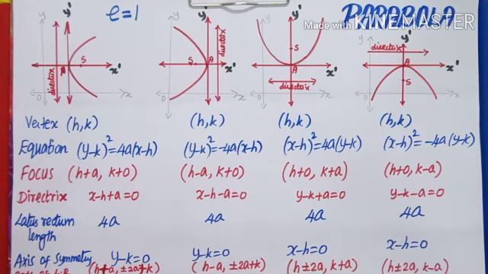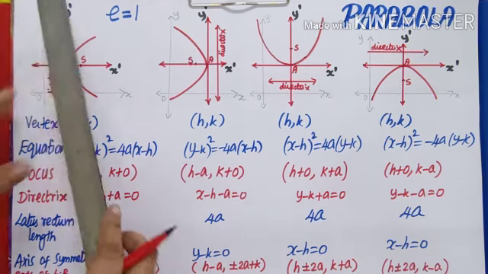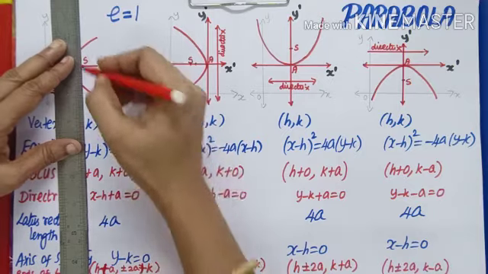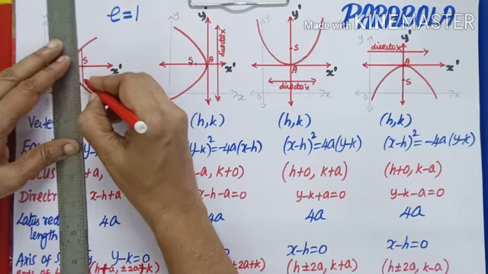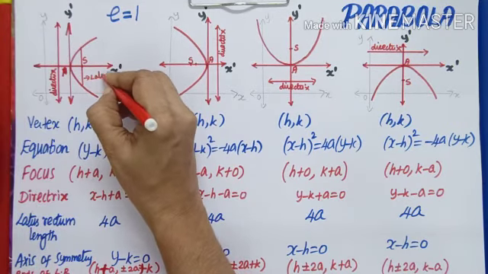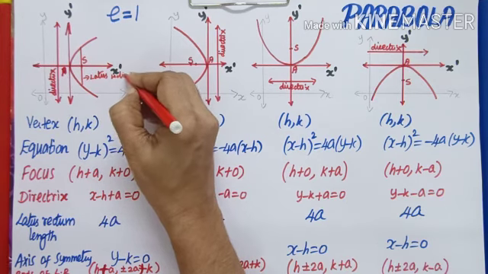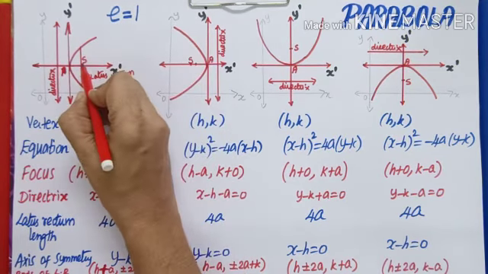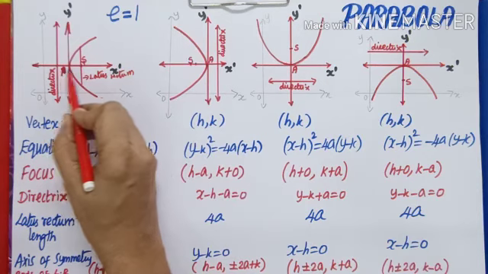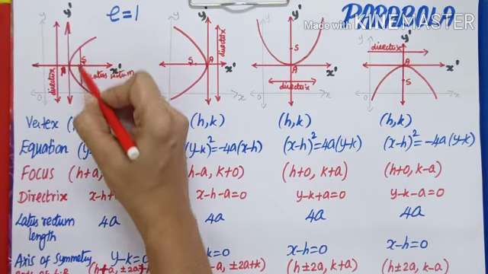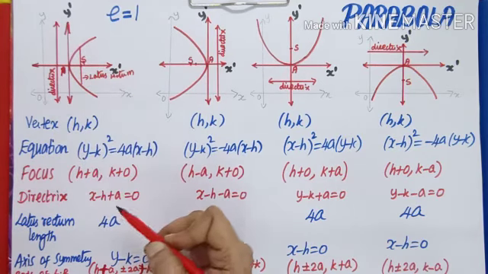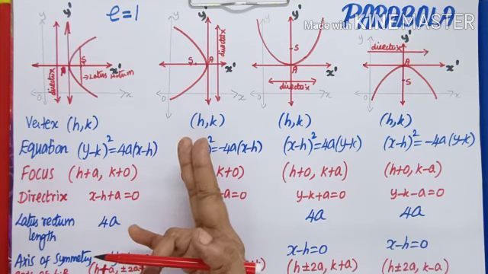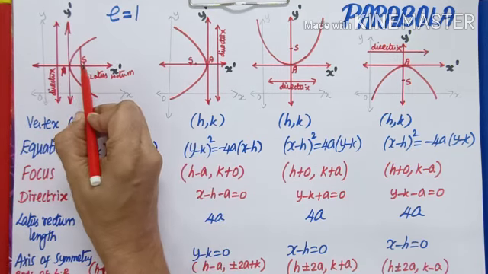Now latus rectum. Latus rectum is a chord passing through the focus. So this only we call latus rectum. Latus rectum is perpendicular to the axis and it is a chord passing through the focus. So two ideas for latus rectum. It is perpendicular to the axis.